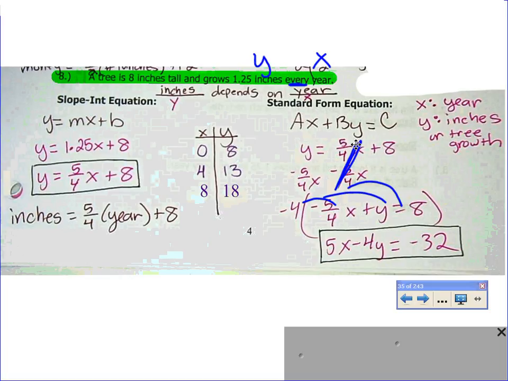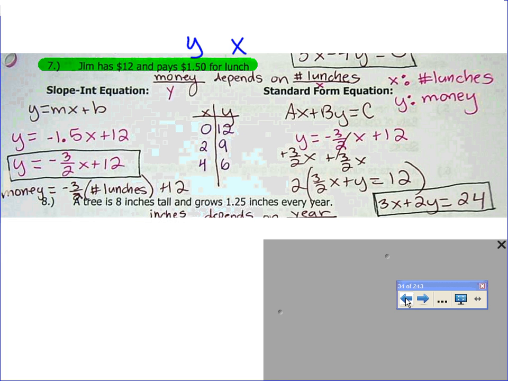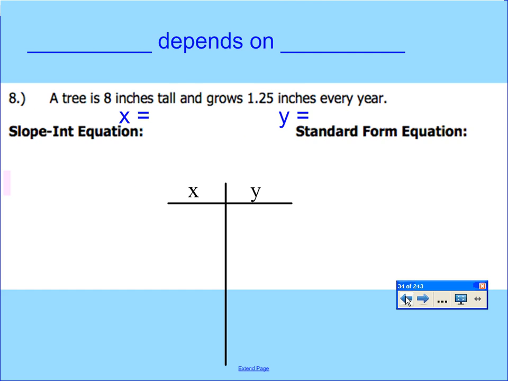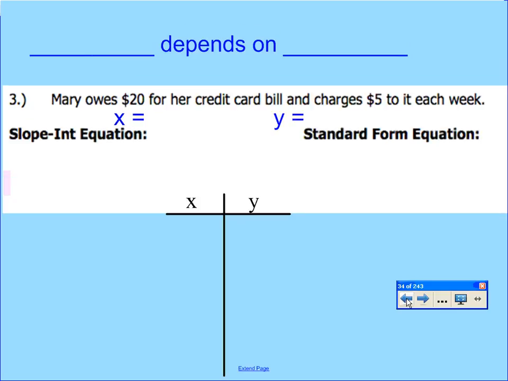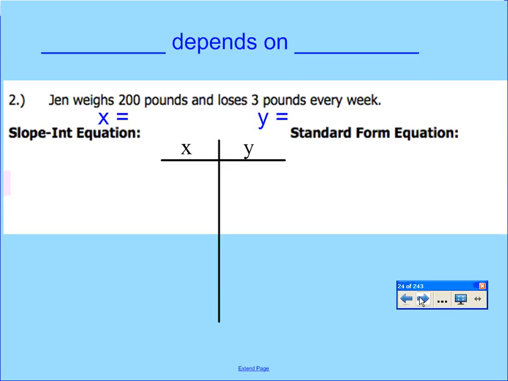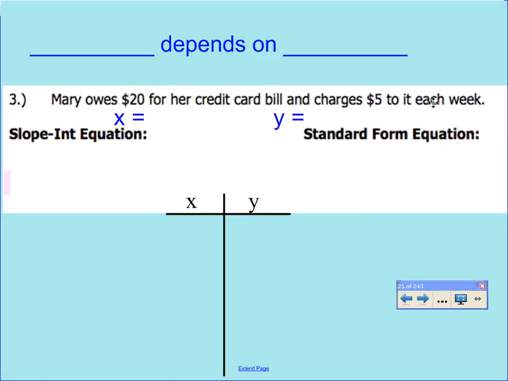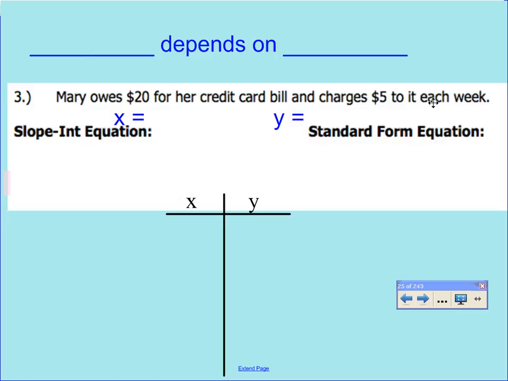Okay, let's go to number 3. So go back to page 3, flip backwards, and I forget where I put it. Take a look at number 3. Okay, number 3, I want to do one more of these with you before I start to talk about rate of change for a little bit.